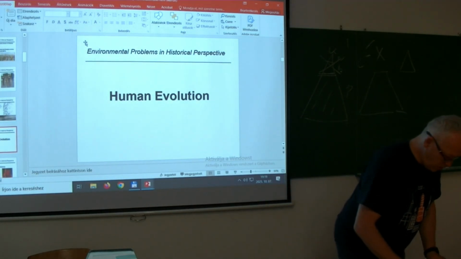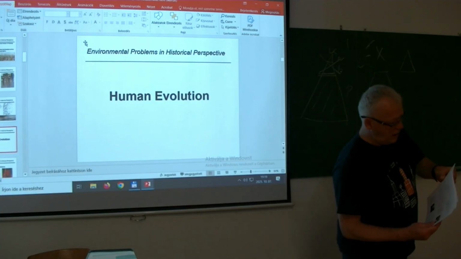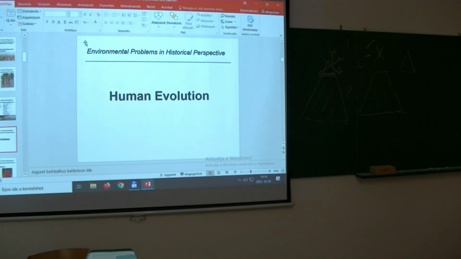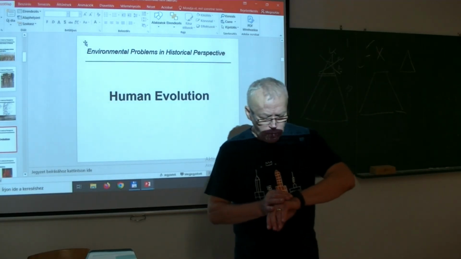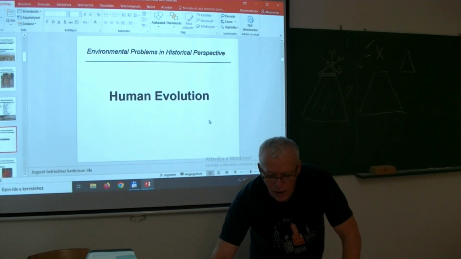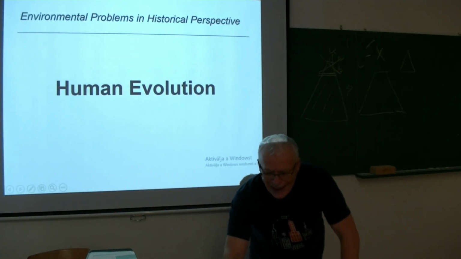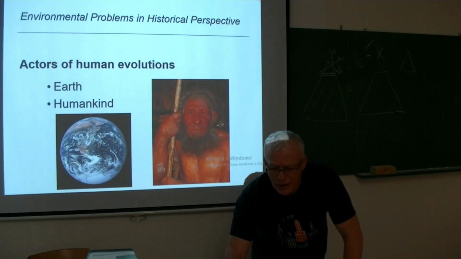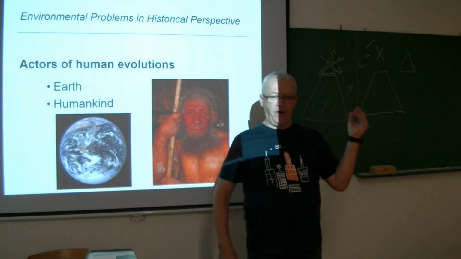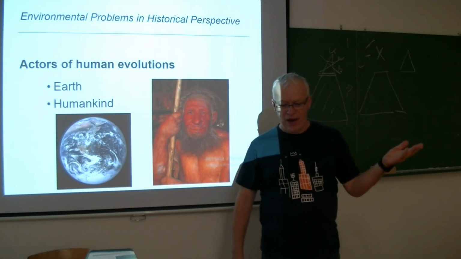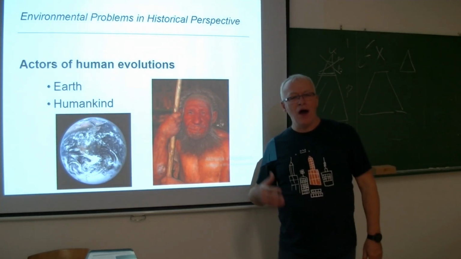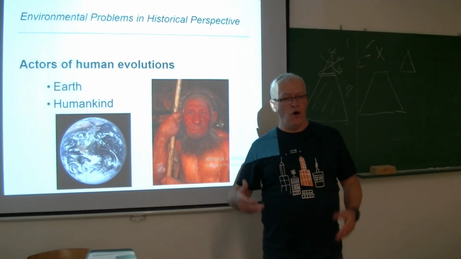Okay, almost this is the last slide. Look at the longer, middle or long duration story. If we are looking at human evolution, we can calculate with two actors. One actor is the physical environment, which we can simplify as Earth, and the other one is humankind, the evolution of humans.